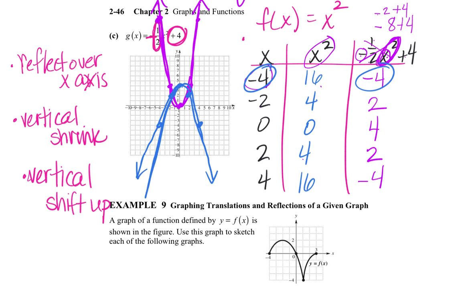And I wish I could draw it more exact. But the negative sign, we reflected over the x-axis. So we took our purple graph, we flipped it. A vertical shrink, our y values got smaller, and a vertical shift up, we went from here to here, so we did shift it up. So there is a visual image and numeric image of both of those things happening.